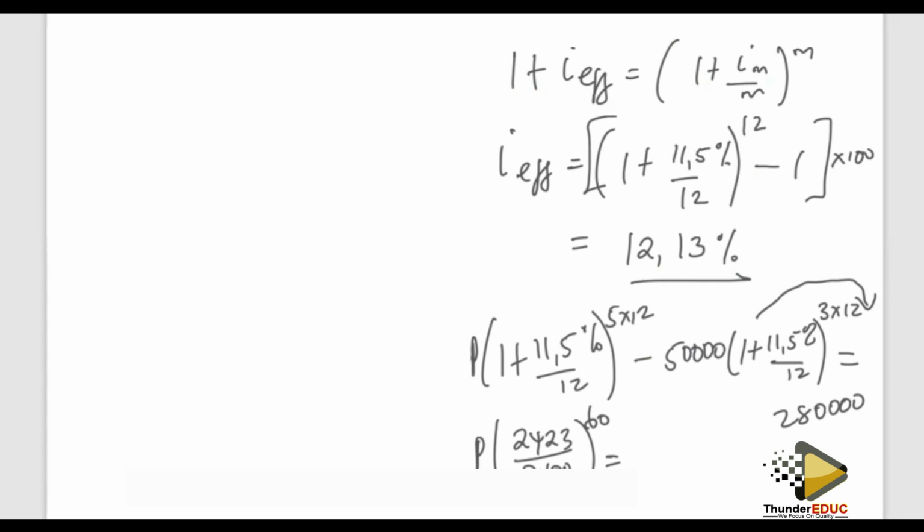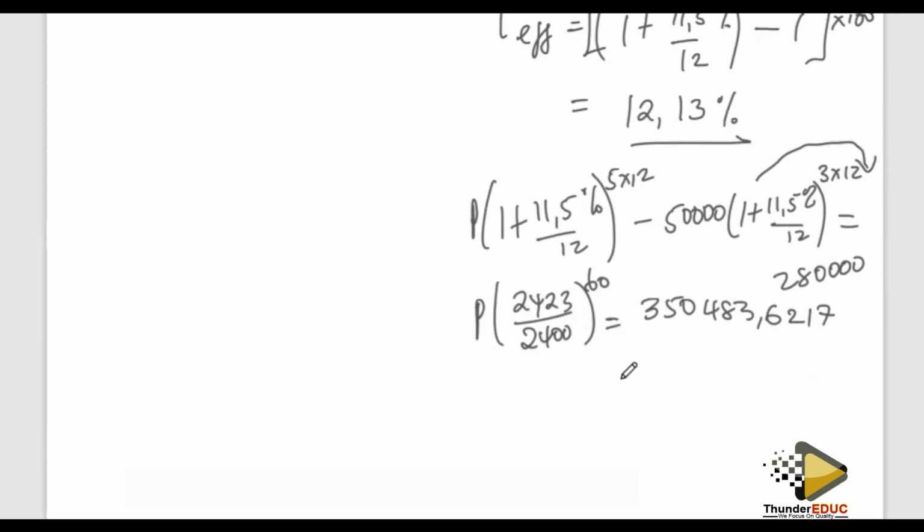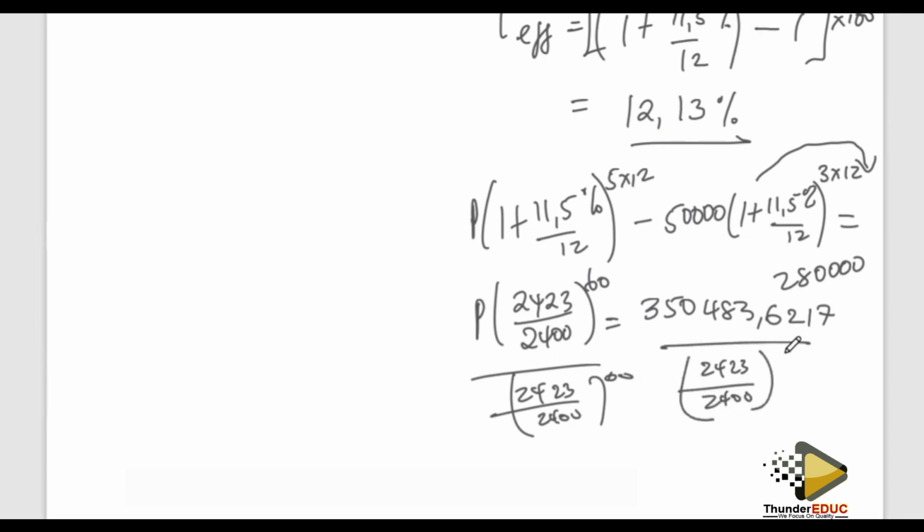Okay, that's 1 plus 11.5% over 12, to the exponent of 36. I'm going to make it that. So I'm ending up with 350,483.6217. Then I'll divide both sides by this bracket that is next to P, 2423 over 2400 to the exponent of 60.